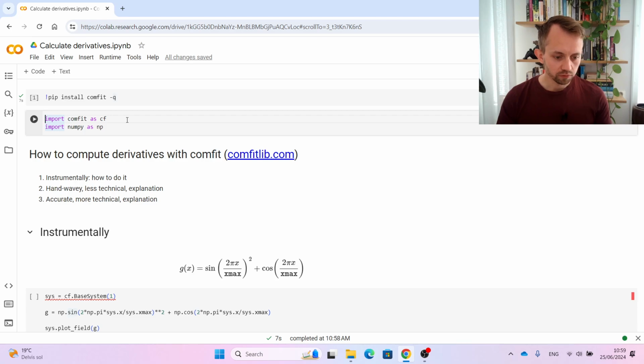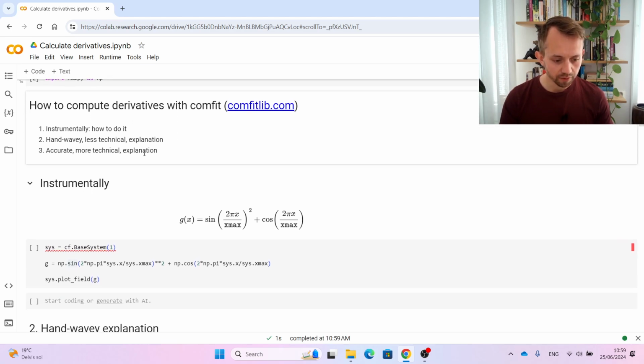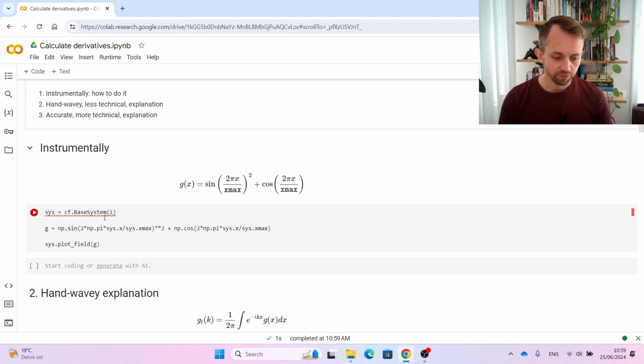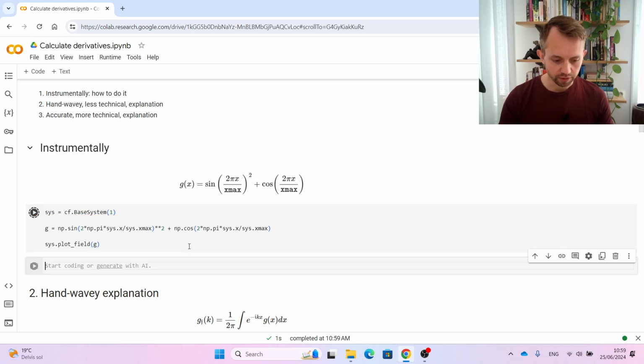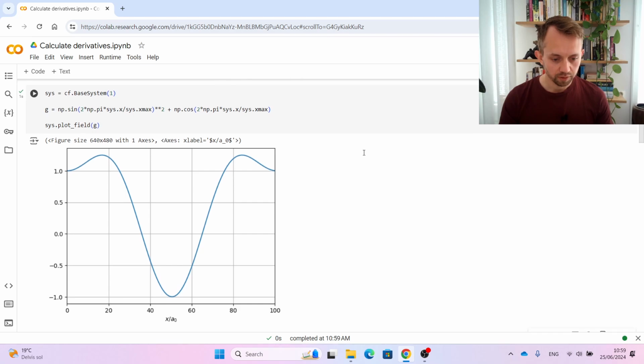So I've installed ComFiT. Next, I'm going to import these packages, ComFiT and NumPy. And the function that we're going to calculate the derivative of is this function here, g of x, which I have coded here. So I've created an instance of the base system class and then calculated this function, and you can see that it looks like this.